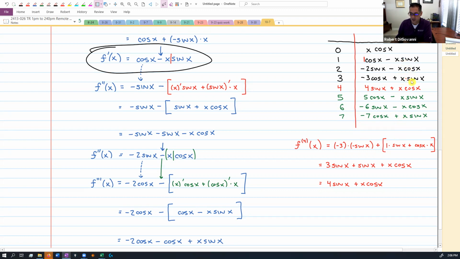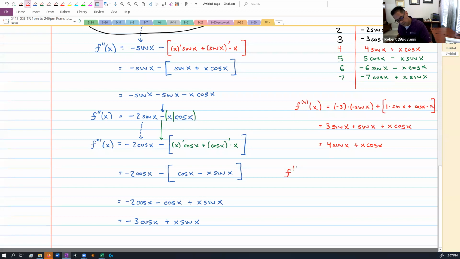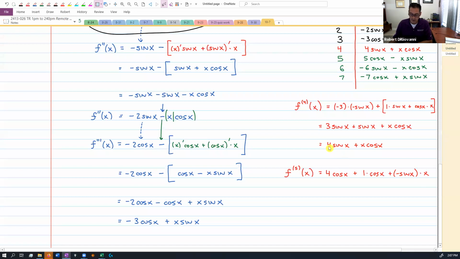These are switching sine, cosine, sine, cosine, sine, cosine. So I think what I'll do is I'm going to do one more derivative. And after that, if it matches this line, I think we'll be happy. So my fifth derivative is the derivative of this. So that's going to be 4 cosine x plus 1 times cosine x plus negative sine x times x. Now notice I went through that real quick. Derivative of a constant times a function is the constant times the derivative of the function plus, so I didn't really need a parenthesis here, but then I did product rule here.